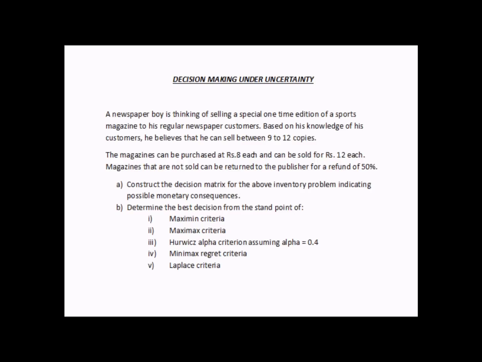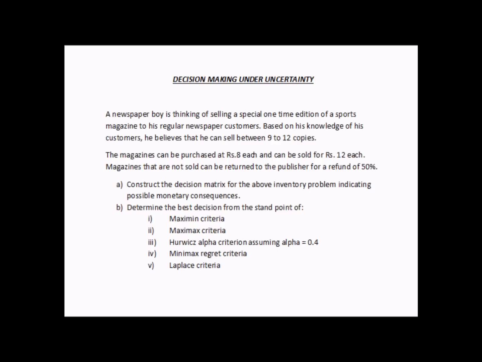The magazine can be purchased at rupees 8 each and can be sold for rupees 12 each. So the cost to the newspaper boy will be rupees 8 for each magazine, and the selling price is 12 each for the magazine. So basically, for every magazine that the newspaper boy will be able to sell, he makes a profit of rupees 4 each.